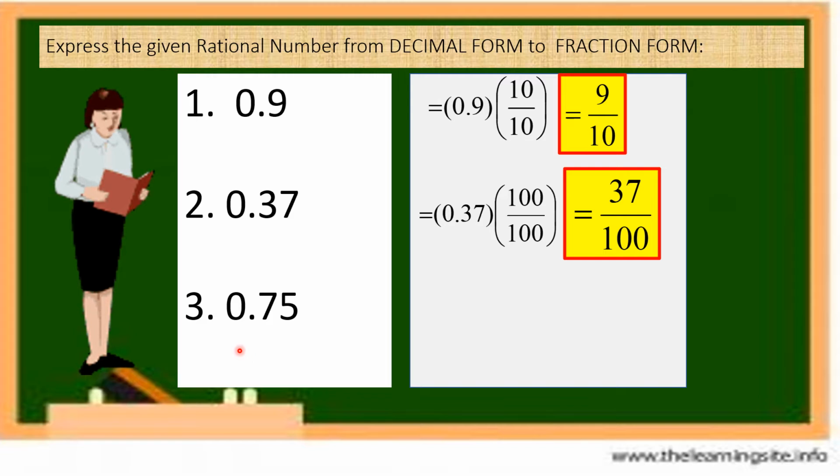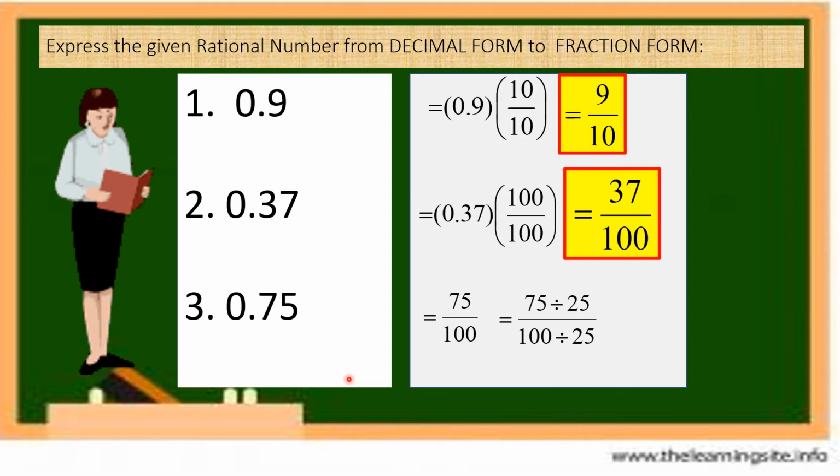We have 0 and 75 hundredths. We need to multiply it by 100 over 100. It will become 75 over 100. And that is still divisible by 25. So 75 divided by 25 is 3, and 100 divided by 25 is 4.